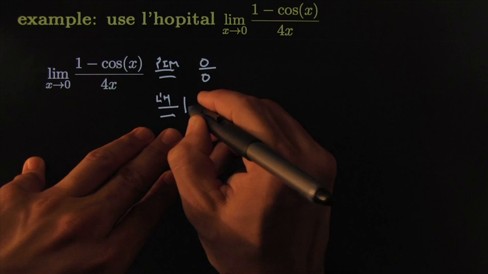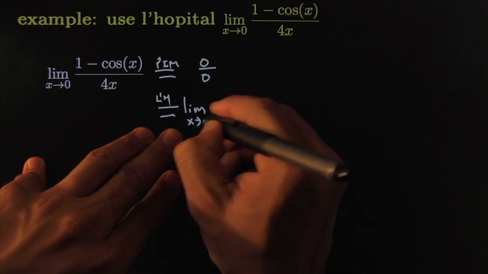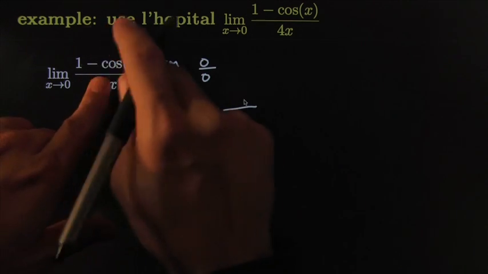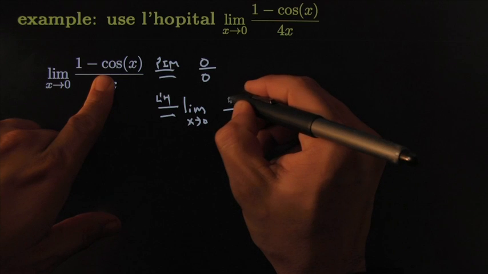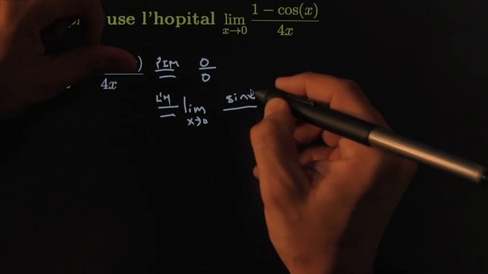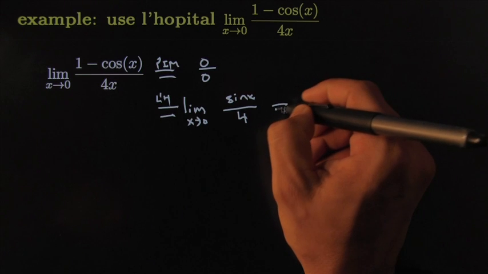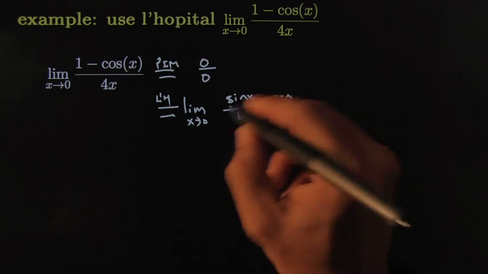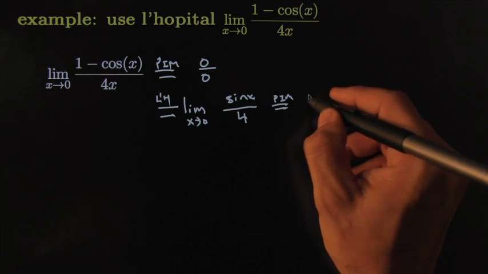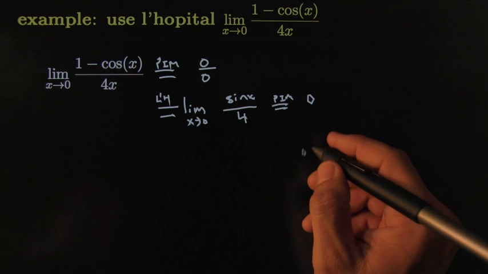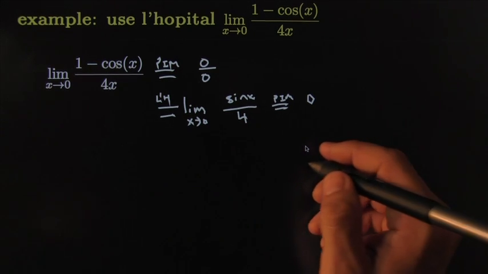L'Hopital says that you could say the same limit, but on the numerator you replace this with the derivative. The derivative, that would be sine of x, and on the bottom you take the derivative of it, that would be 4. And now you give yourself another limit, hopefully an easier limit. This one seems to be very, very doable. Done. Just like that. Piece of cake, huh?